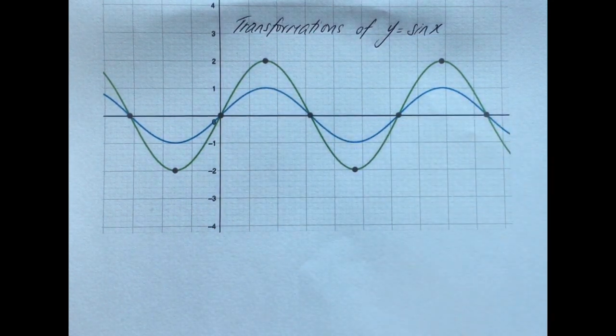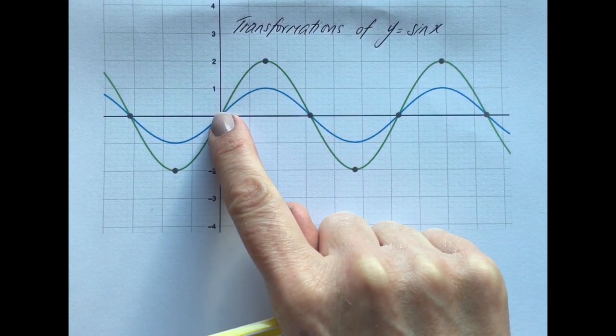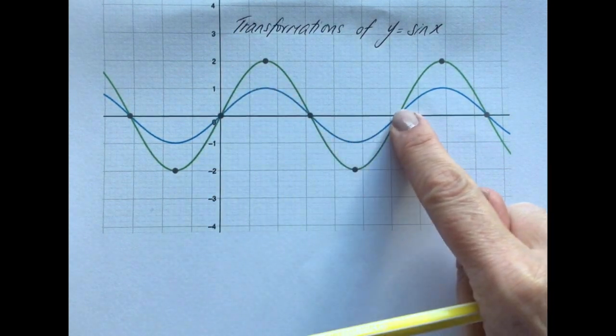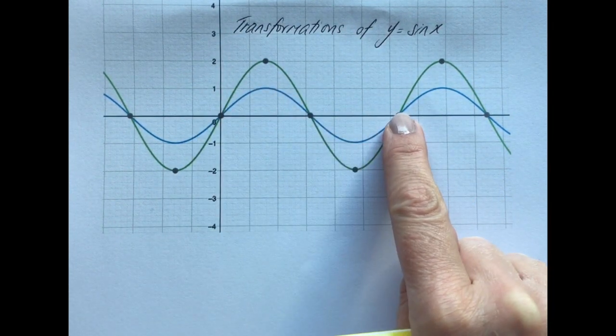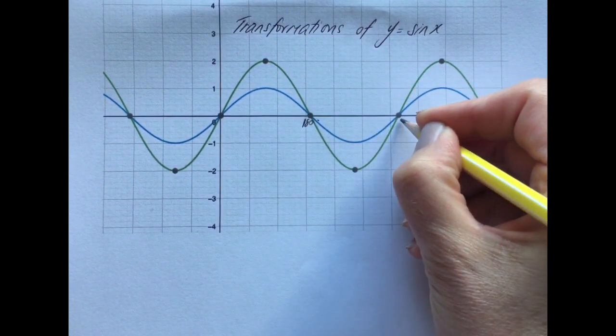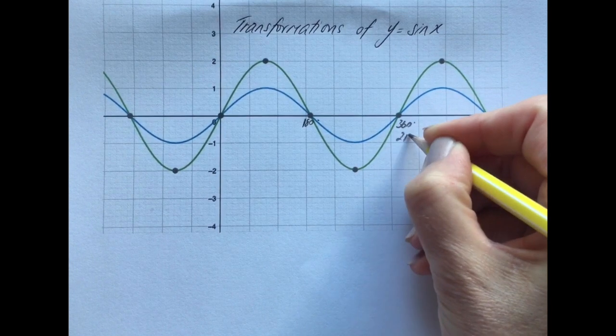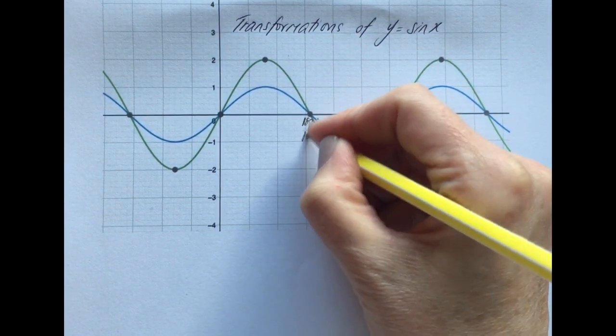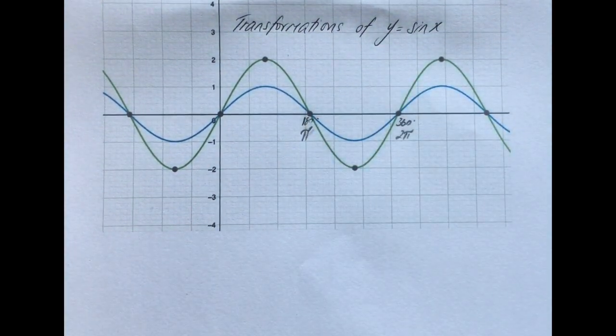Okay, so remember the three important points. You have your general shape there. You know that the period is 0 to 360 degrees. It cuts at 0, 180 and 360 degrees, of course, the same as 2 pi in radians. 180 degrees is the same as pi radians. So that's where it cuts the x-axis.